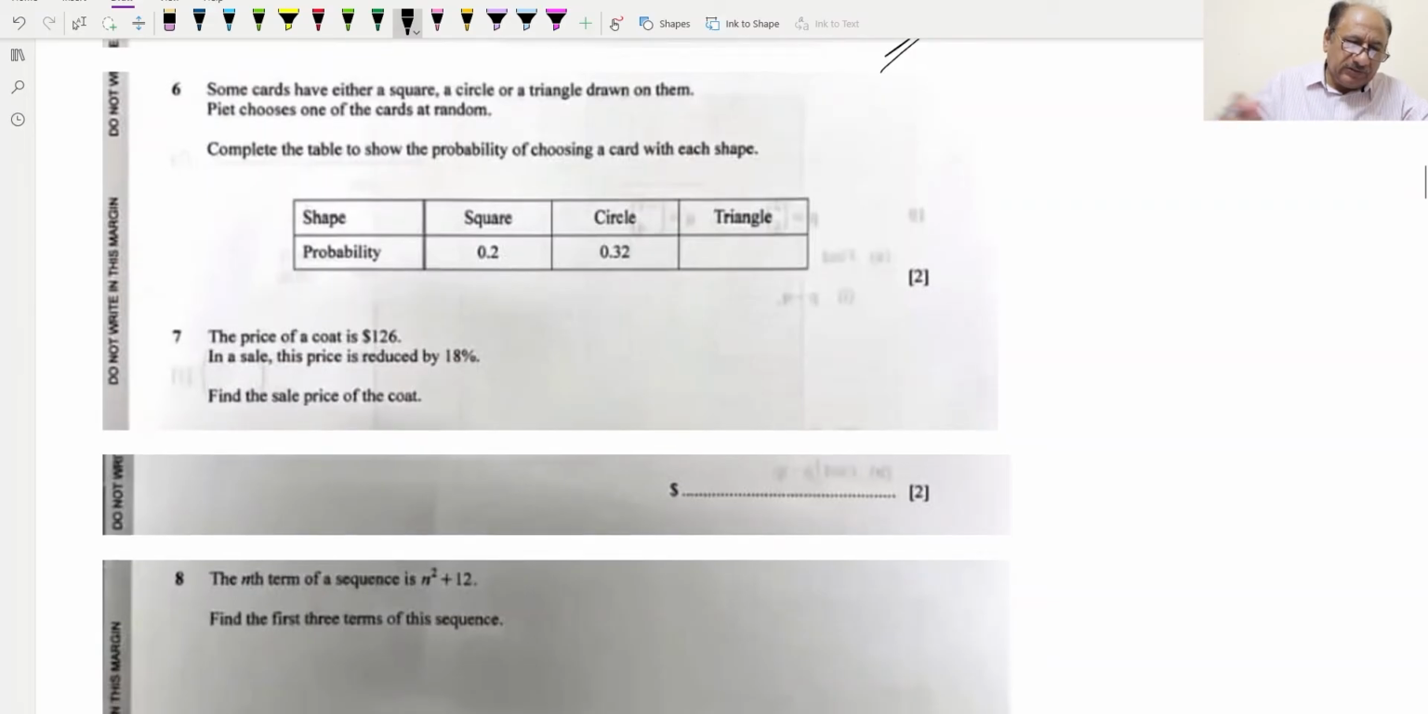Now question number 6. Question 6 says some cards have either a square, a circle or a triangle drawn on them.